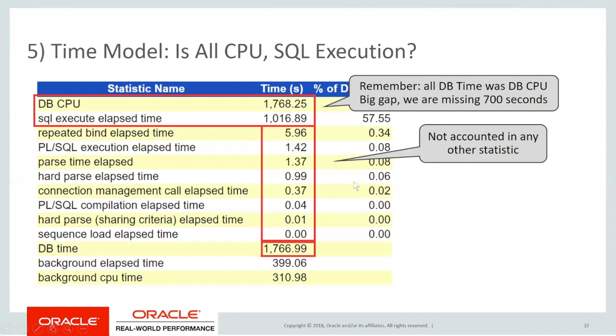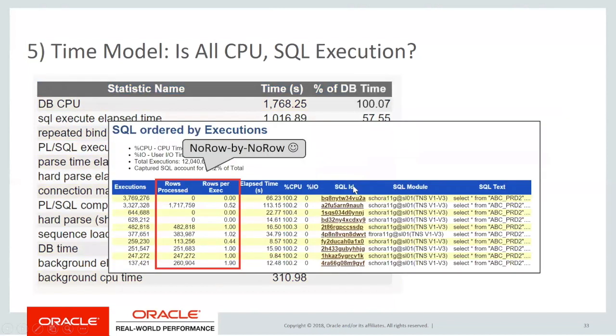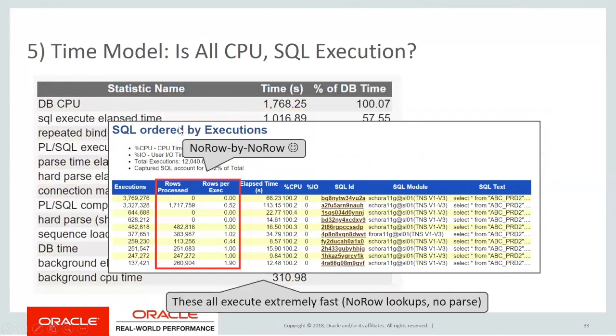This is a beautiful example of something that I talked about 2 years ago at Oaktable, where I talked about the overhead that chatty applications have. Now, if you have a chatty application and your select statements or your insert statements or what have you execute really fast, and in this case, they execute super fast, and they execute super fast for 2 reasons. Because the SQL ordered by executions section actually shows us that we have a no row by no row approach going on here for some of the SQLs instead of a row by row approach.